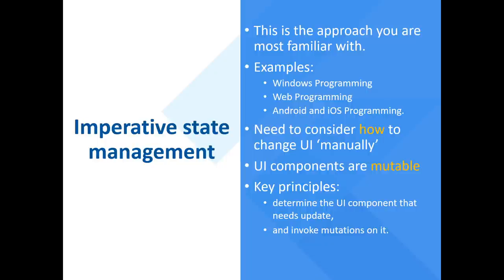Once you get the component, it can be a button, a text, and so on. Then you start invoking a mutation, meaning that you send a command to the component so that the component will change its state. In most languages, normally we do this with a dot, and then you choose the property that you want to change. But it's different for Windows programming, because Windows programming is not object-oriented programming, it is procedural programming. So the way you set everything is by sending a message.